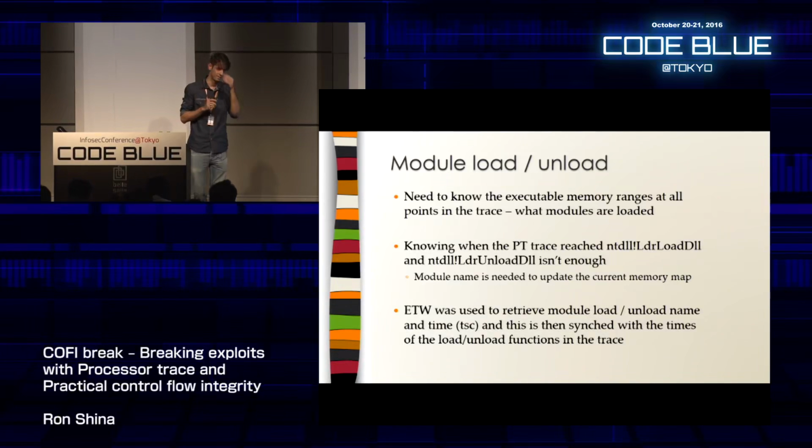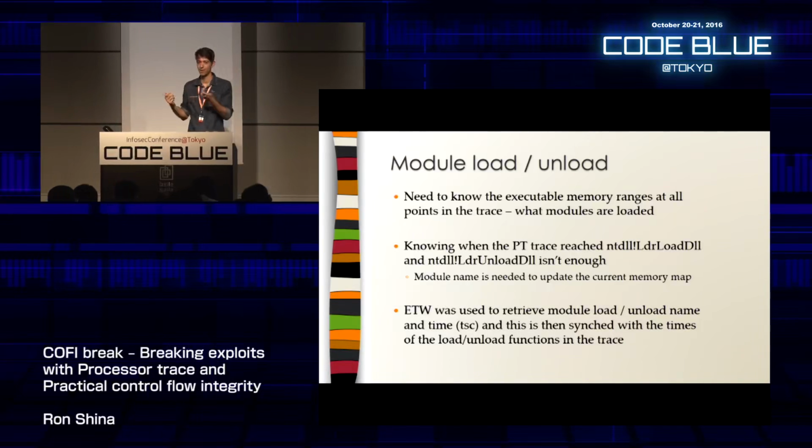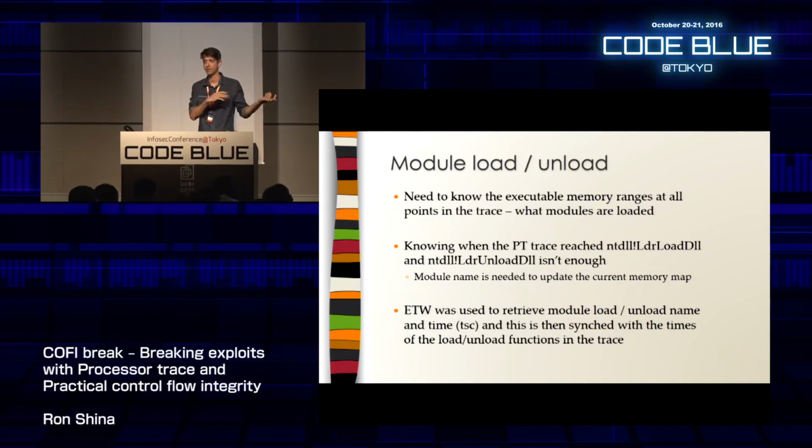What you do need to remember is that with processor trace, you only get where the code currently is. So you won't get the string of the module that's currently being loaded. But you do get that from Event Tracing for Windows, so it is rather trivial.